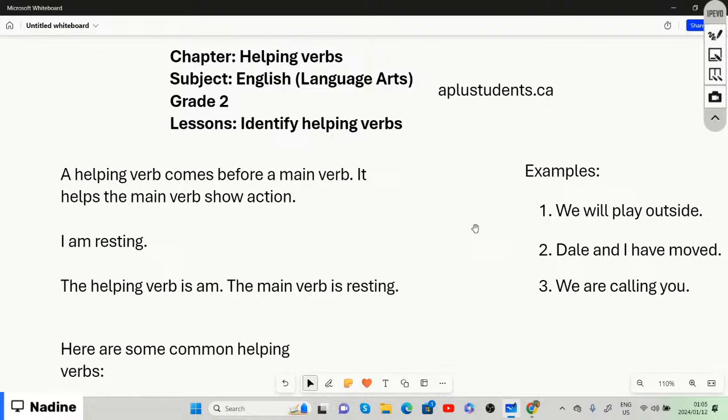All right, so when it comes to helping verbs, firstly, before we go to the word helping verbs, a verb is basically, let's say, a doing word. A verb shows action that is taking place, right? So you'll have the subject, whether it's a person or a thing that does the action, and that is basically a verb, right?